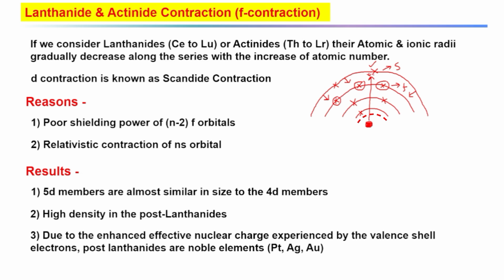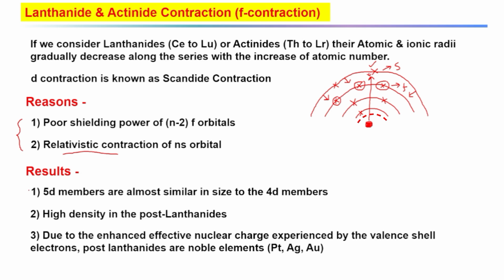So because of this, as these other s and p electrons experience higher attraction towards the nucleus, that's why there is a relativistic contraction of the ns orbital. So this orbital contracts and the size of the atomic and ionic radius decreases. These are the main two reasons behind f contraction.